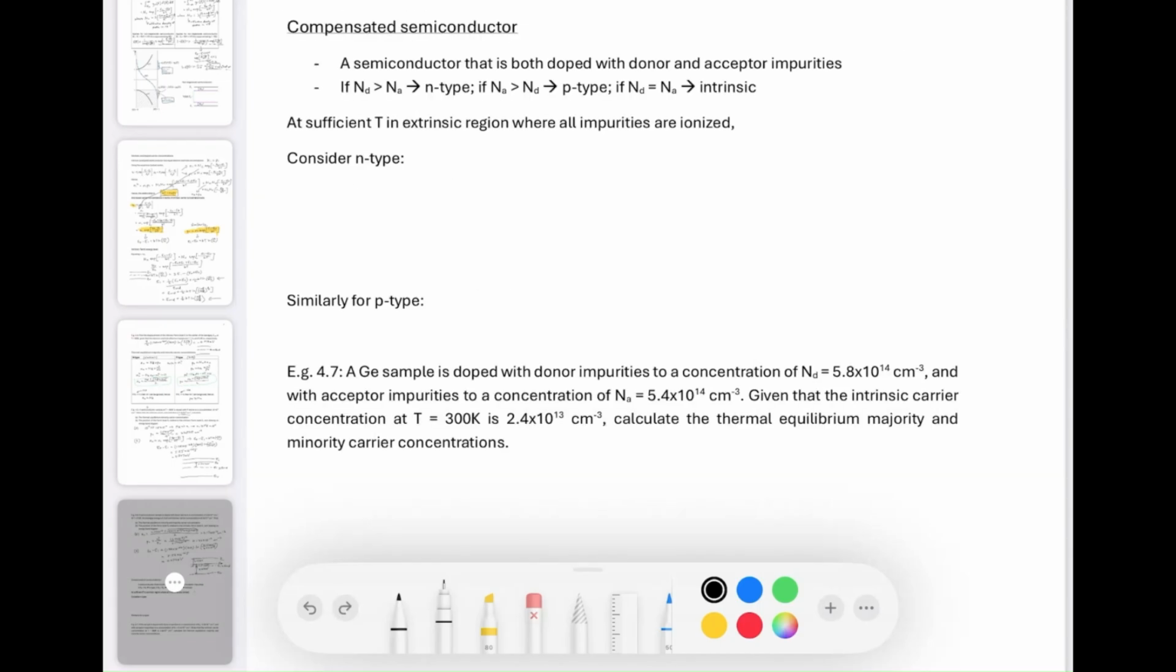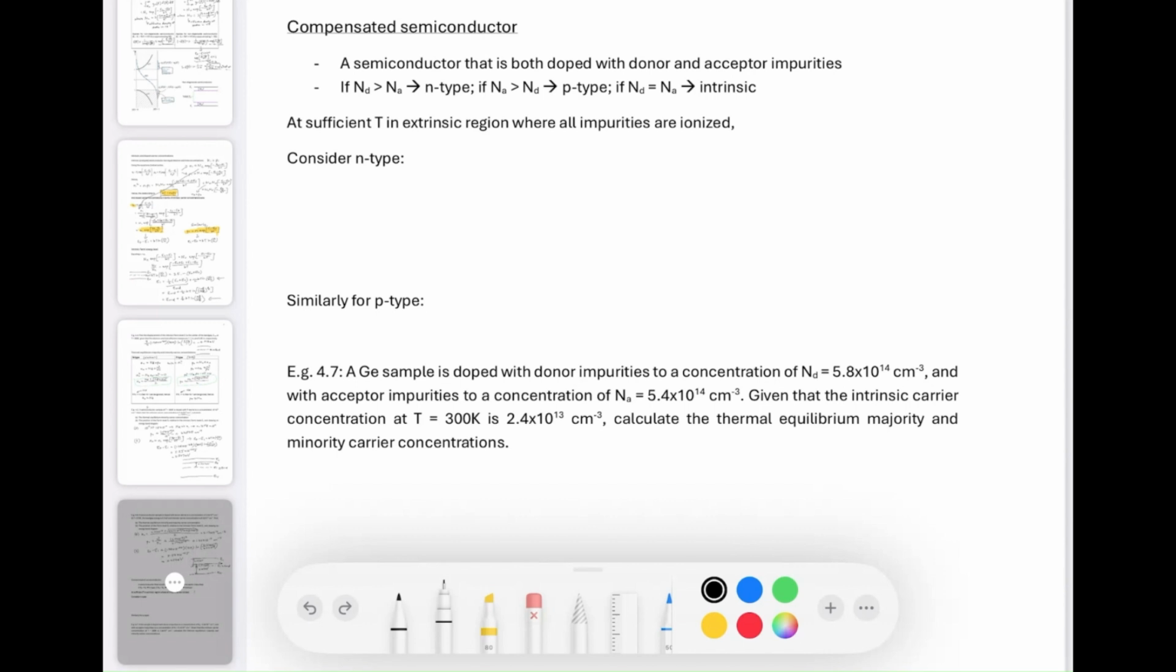Alright, so now let's move on to our last part, which is compensated semiconductor. A compensated semiconductor is just a semiconductor that's not doped with either donor or acceptor, but it's doped with both of them. This can occur during the fabrication of the semiconductor, and it sounds a bit more complicated than it actually is. Basically, when it's doped with more donor impurity, it becomes N-type. When it's doped with more acceptor impurity, it's P-type. And of course, if it's doped with the same amount, then it's just intrinsic.